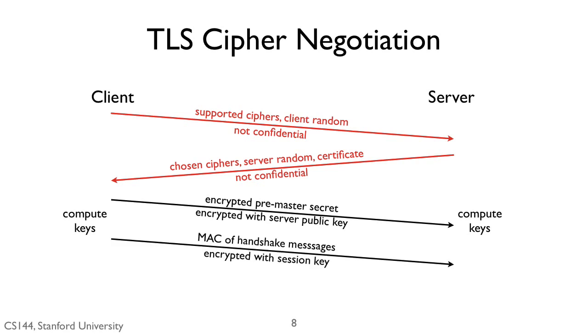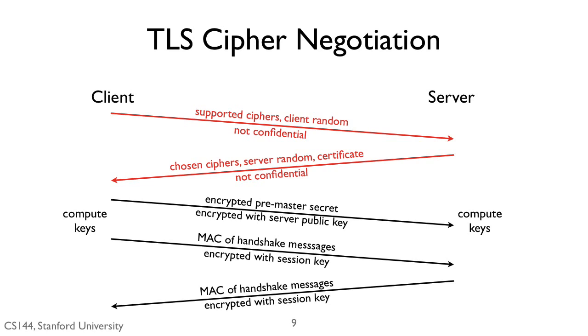Next, the client sends a finish message, encrypted and MACed with the symmetric keys generated with the server random, client random, and pre-master secret. This message includes a MAC of the handshake messages to ensure that both sides saw the same messages. The MAC is also computed with the symmetric key generated from the server random, client random, and pre-master secret. Finally, the server sends a finish message. This is secured similarly to the client finish message and also contains a MAC of the handshake messages.